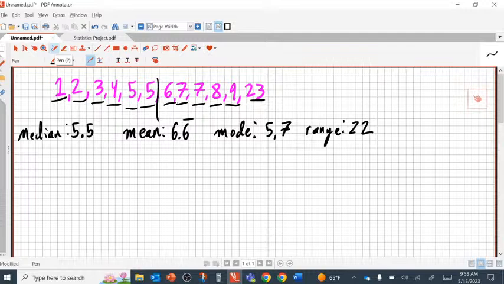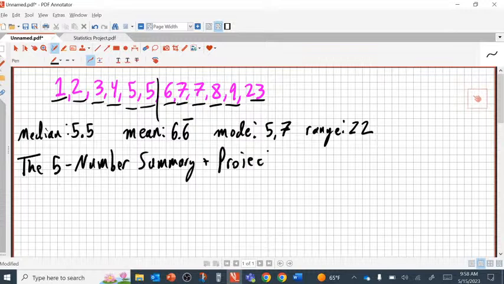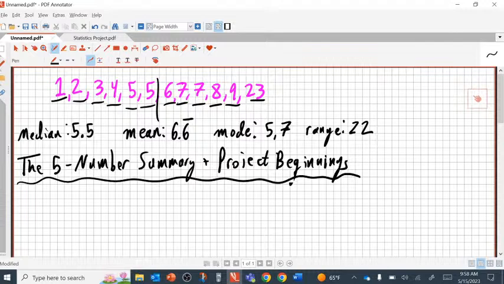All right, so let's go ahead and talk, guys. Underneath all this, got a pencil? The 5-number summary plus project beginnings. Since these made you guys stop taking the 7th grade test, there's actually this part of 7th grade statistics and probability that we never get a chance to talk about until after the RISE test. So what we're going to do right now is talk about that stuff now that the RISE test is done.